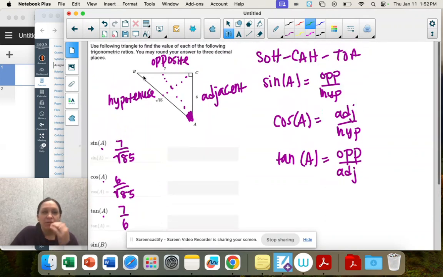Okay, now we're looking at reference angle B. So now this is the opposite, and this is the adjacent, and that makes our sine and cosine switch.